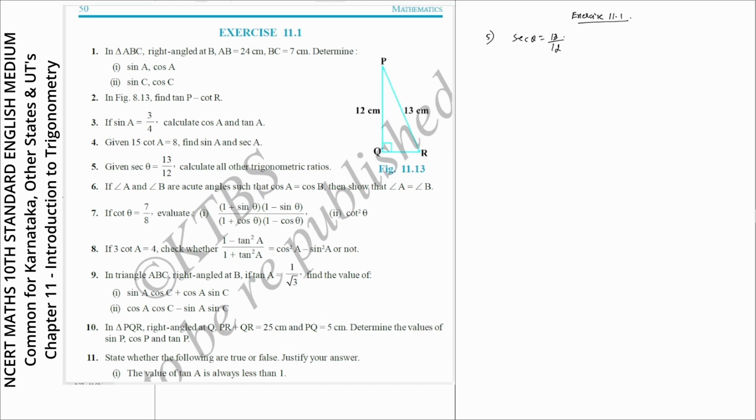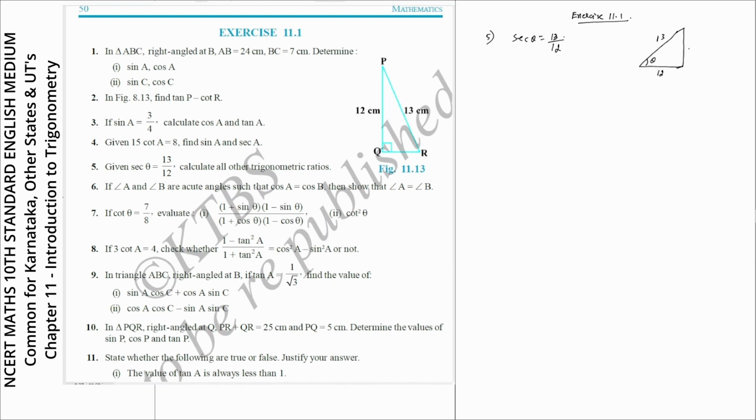Exercise 11.1, question number 5. Given secant theta is 13 by 12. Calculate all the trigonometric ratios. So secant theta, secant means it is hypotenuse by adjacent, that is 13 by 12. It's like this. This is theta. Okay, secant theta is 13 by 12.